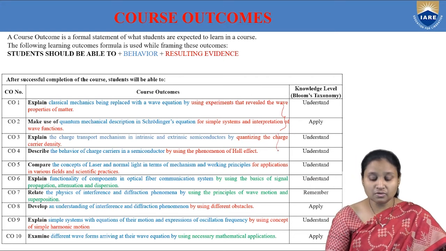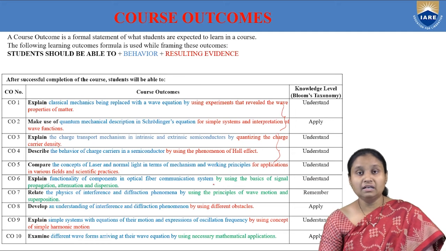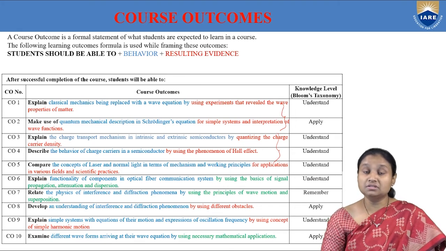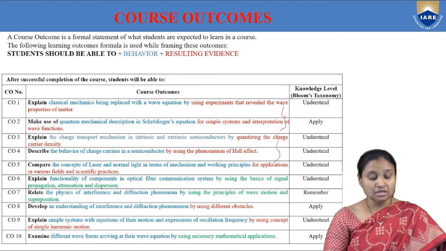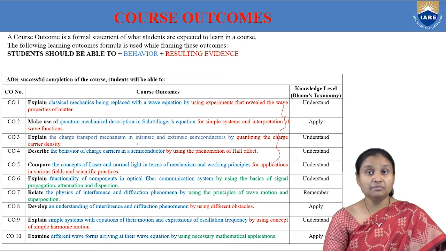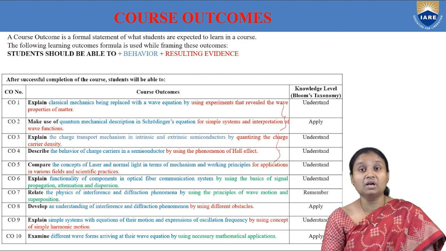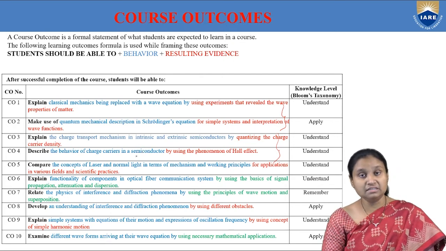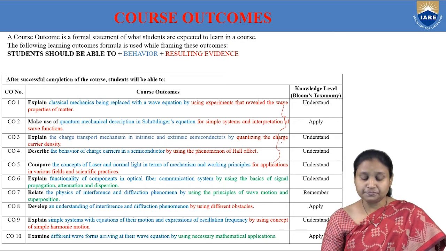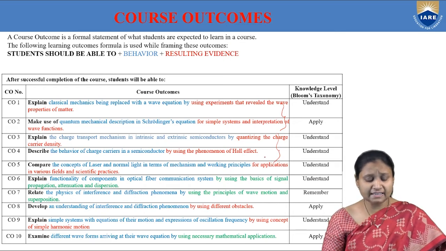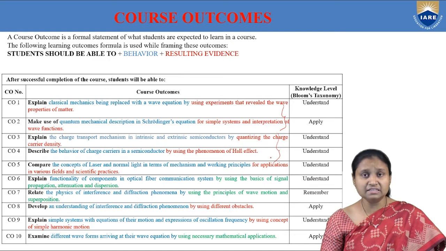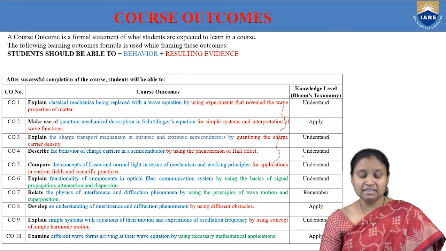Then next, course outcomes 3 and 4 are related to the second module, which is introduction to solids and semiconductors. Coming to the third course outcome, a student is going to explain the charge transport mechanism in intrinsic and extrinsic semiconductors by quantizing the charge carrier density, and this comes under the Understand level. Then, describe the behavior of charge carriers in a semiconductor by using the phenomenon of Hall effect. This is also under the Understand level.